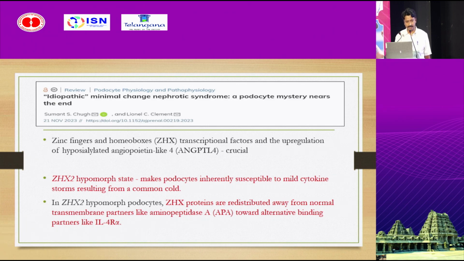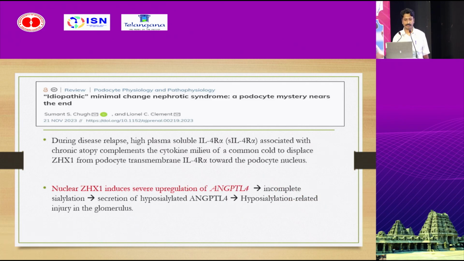So in the ZHX hypomorph state, it makes the podocyte inherently susceptible to the mild cytokine storms resulting from a common cold. And in such podocytes, the ZHX proteins are redistributed away from the normal transmembrane partners like aminopeptidase A towards alternate binding partners like interleukin 4 receptor alpha. And during disease relapse, it is already documented to show high plasma soluble interleukin 4 receptor alpha, and this leads to nuclear translocation of ZHX1, which induces severe upregulation of angiopoietin-like 4, leading to incomplete sialylation and hyposialylation related injury to the glomerulus.